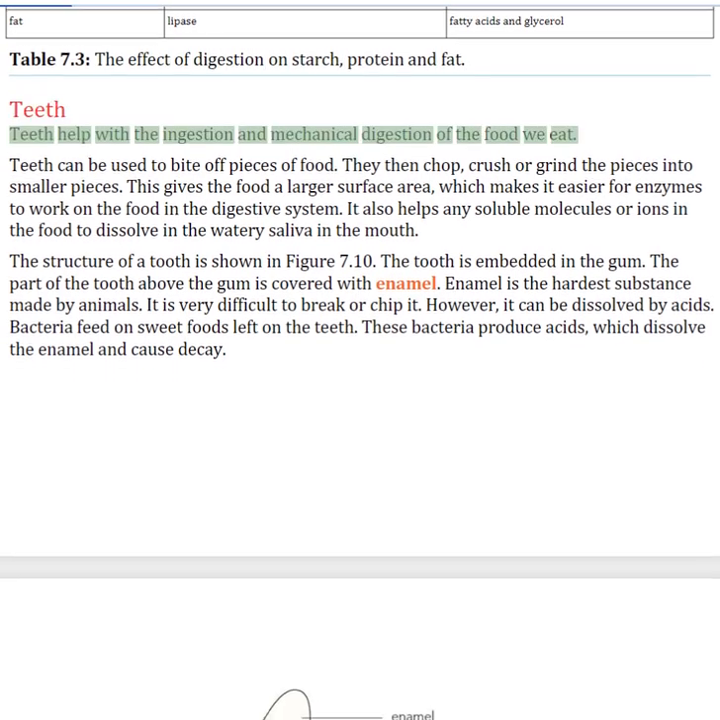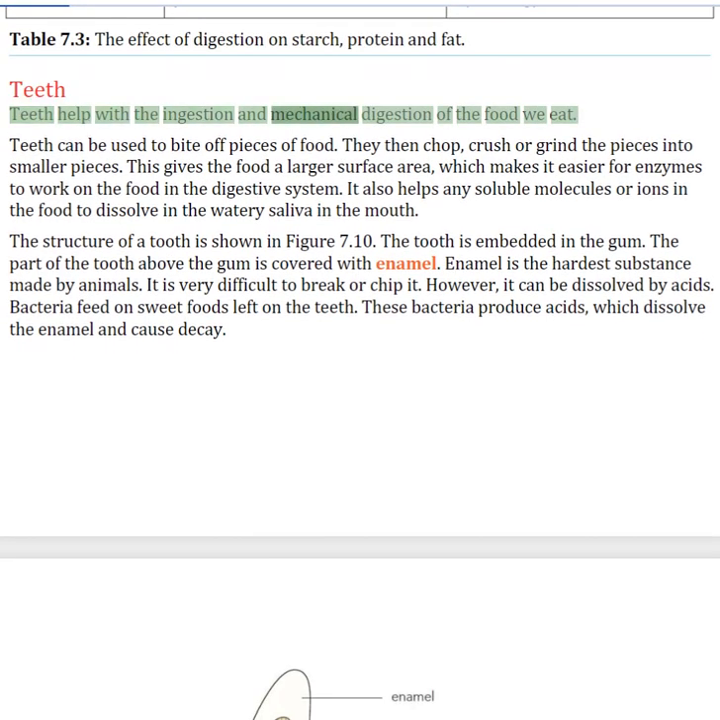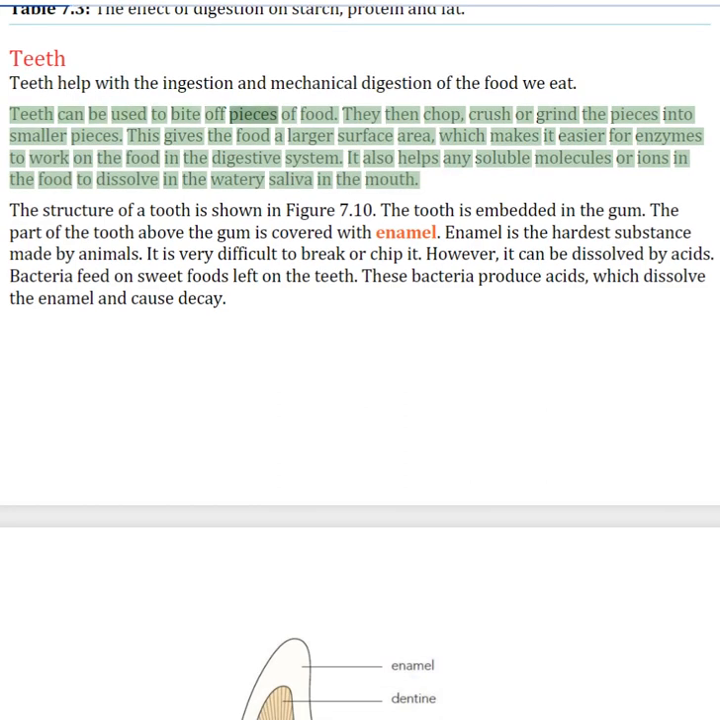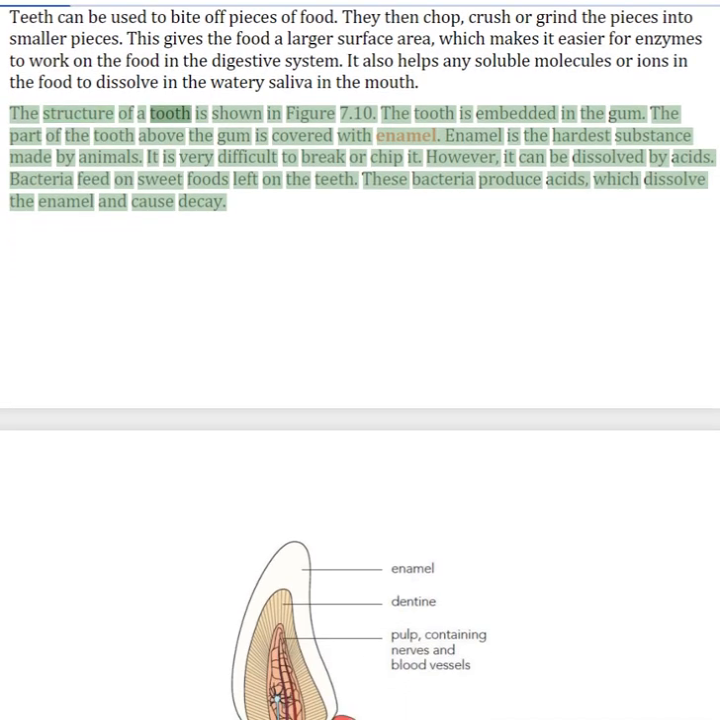Teeth. Teeth help with the ingestion and mechanical digestion of the food we eat. Teeth can be used to bite off pieces of food. They then chop, crush or grind the pieces into smaller pieces. This gives the food a larger surface area, which makes it easier for enzymes to work on the food in the digestive system. It also helps any soluble molecules or ions in the food to dissolve in the watery saliva in the mouth. The structure of a tooth is shown in Figure 7.10.